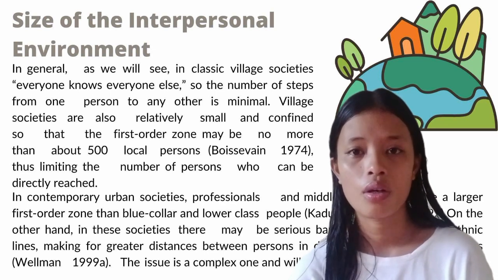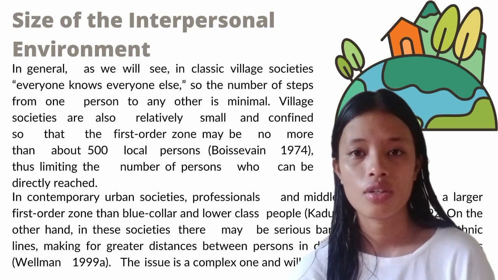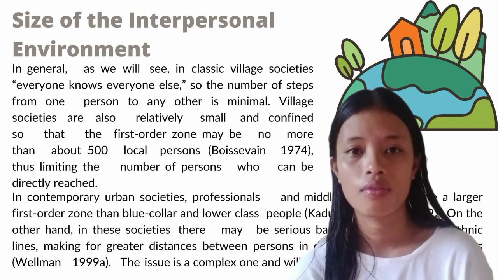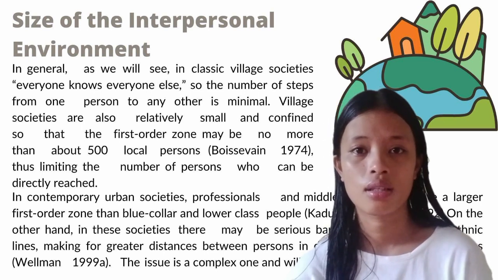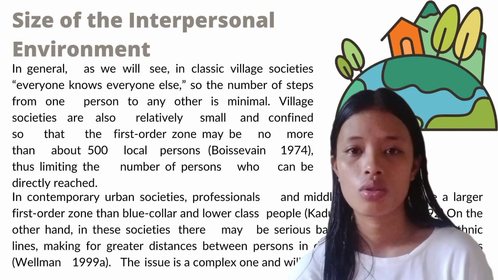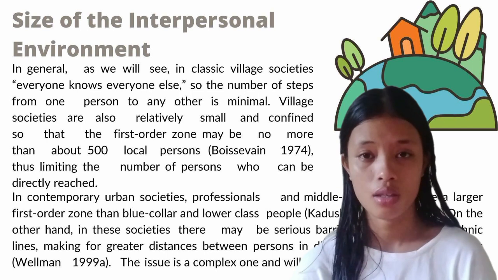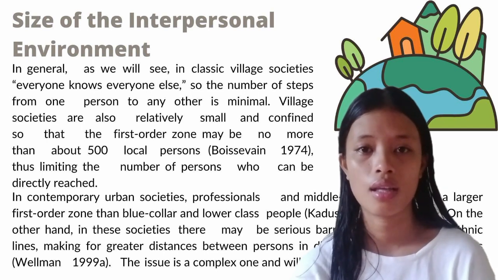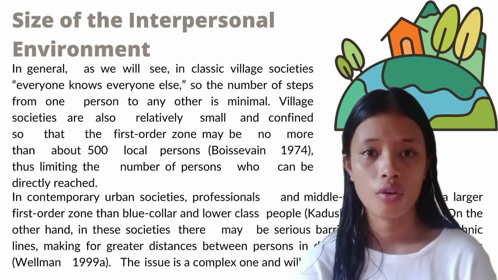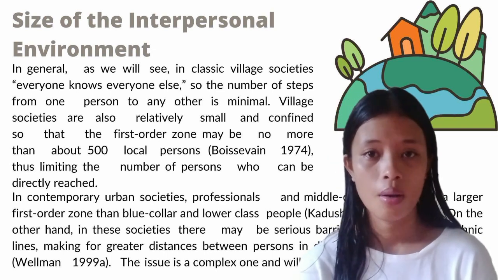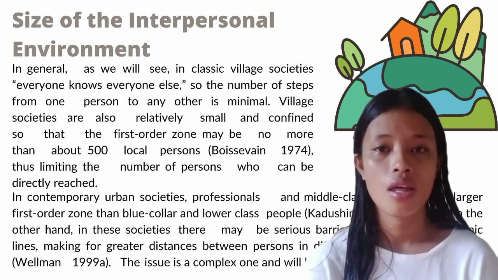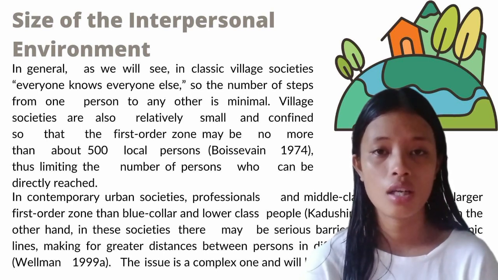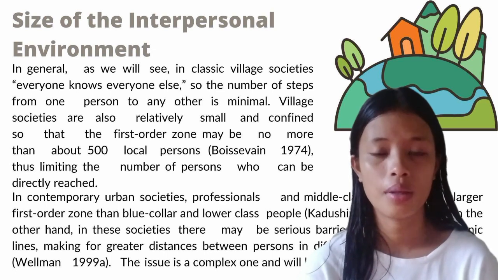In contemporary urban societies, professional and middle class people have a larger first order zone than blue collar and lower class people (Kudushin and Jones, 1992). On the other hand, in these societies there may be serious barriers across class and ethnic lines, making for greater distances between persons in different classes and ethnicities (Wellman, 1999). The issue is a complex one and will be taken up later.